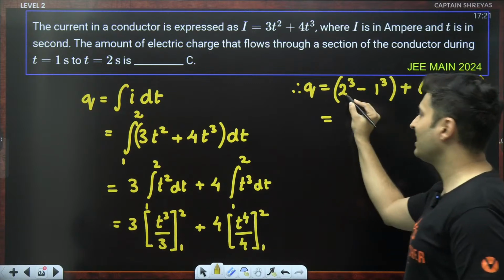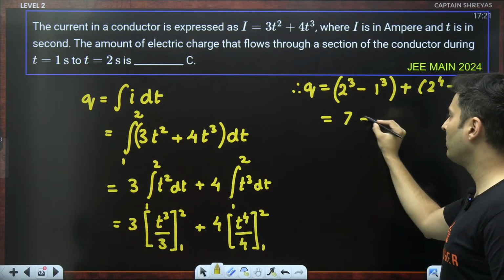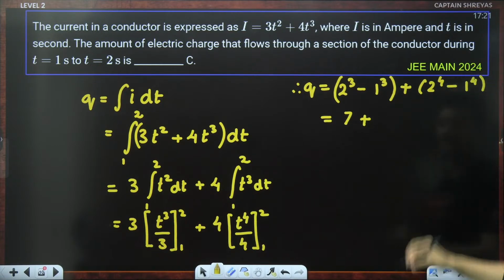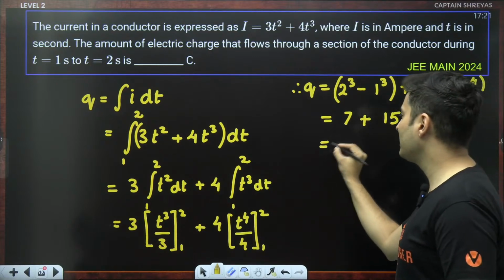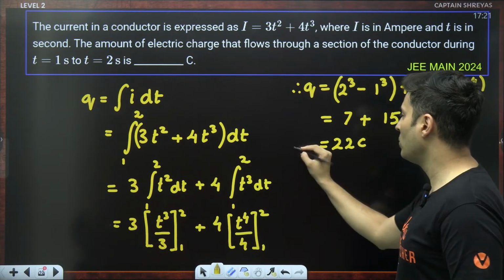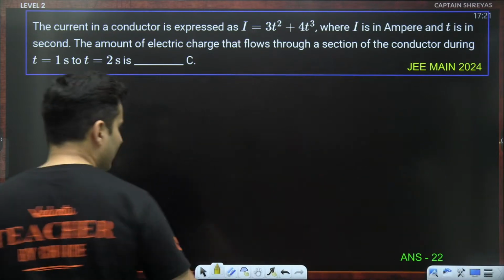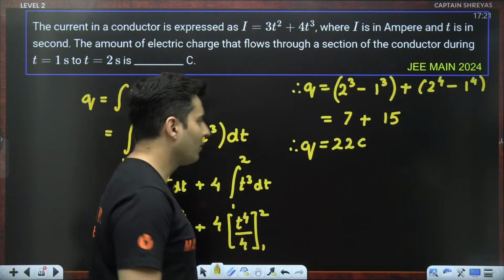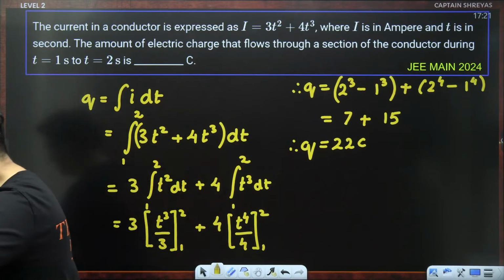So 2 cube is basically 8. Minus 1 is nothing but 7. Plus 2 raised to 4 is 16. Minus 1 is nothing but 15, guys. So hence the answer should be 22 coulombs. That is the answer. Yes, perfect. What a straightforward question. And this was asked in JEE Mains 2024.